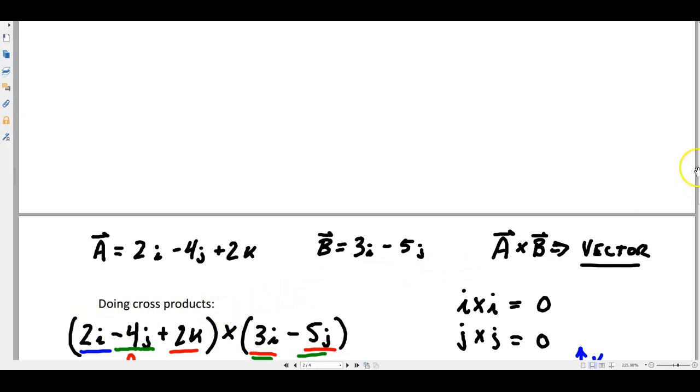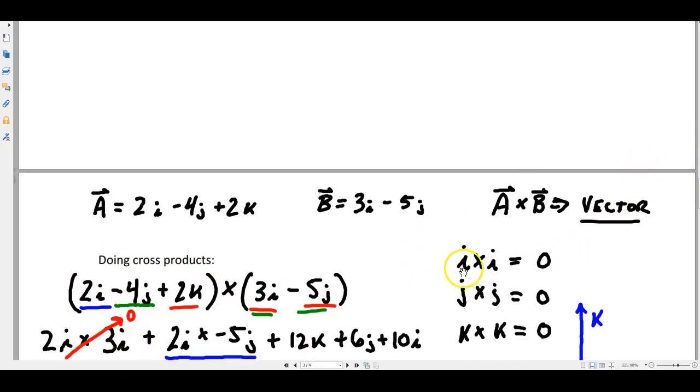Now, the thing you have to remember about cross products is i cross i is 0, j cross j is 0, and k cross k is 0. So any time you do cross products and they're the same i, j, or k, then that cross product is 0. So the first thing we do is 2i cross 3i. Well, that goes to 0.